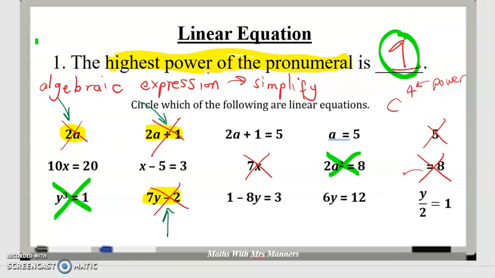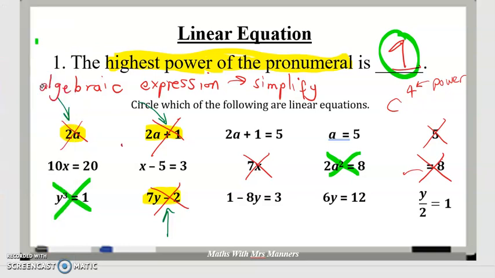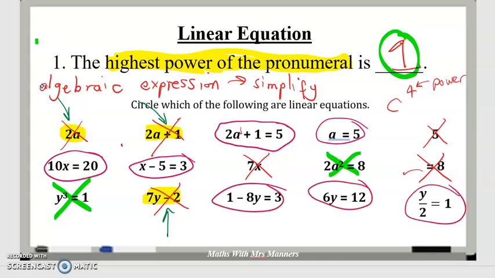And now I think I might be left with the ones that I can circle. I'm going to pick a nice color to circle with. And that's a linear equation because it has a left-hand side and a right-hand side joined by an equal sign, and the power of the pronumeral is 1. Here's another linear equation. Here's another linear equation, a linear equation there, one more here, and there's my very last linear equation.